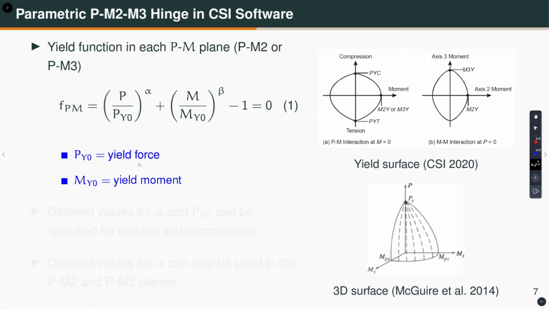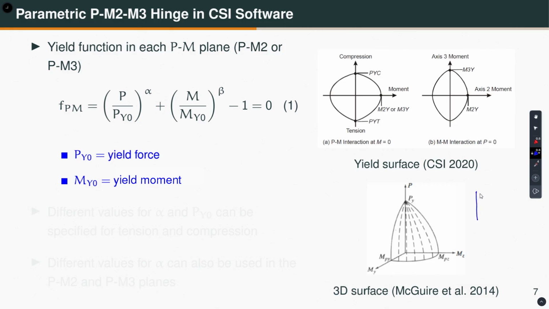But I want to show you what the CSI software, for example, SAP 2000 or ETABS, basically does. It defines a PMM yield surface, which in the first quadrant looks something like this. So, let us say this is your axial force, this is the moment about y axis, this is the moment about z axis. I am still talking about steel cross section.